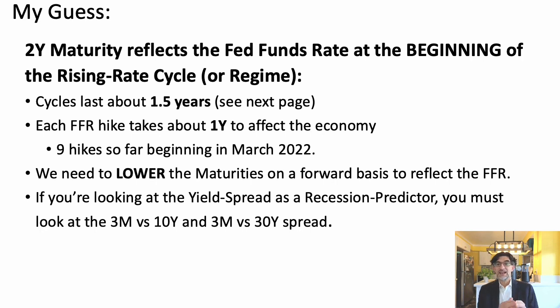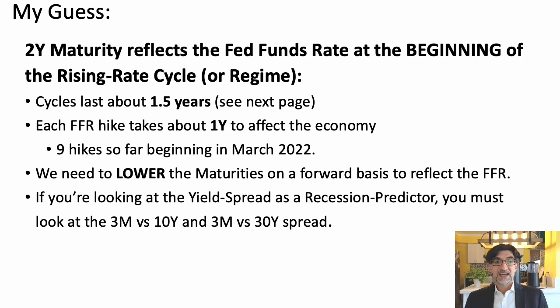So how am I going to fill in that extra 6 months? Here's how. Second point, second bullet. Each federal funds rate hike takes about 1 year, yes, 1 year to affect the economy. And so far we've had 9 hikes. 9 hikes. So think about that. So far the first hike, I think it was 25 basis points. That hike was in March of 2022. That means beginning in March, April, that first hike is affecting the economy.